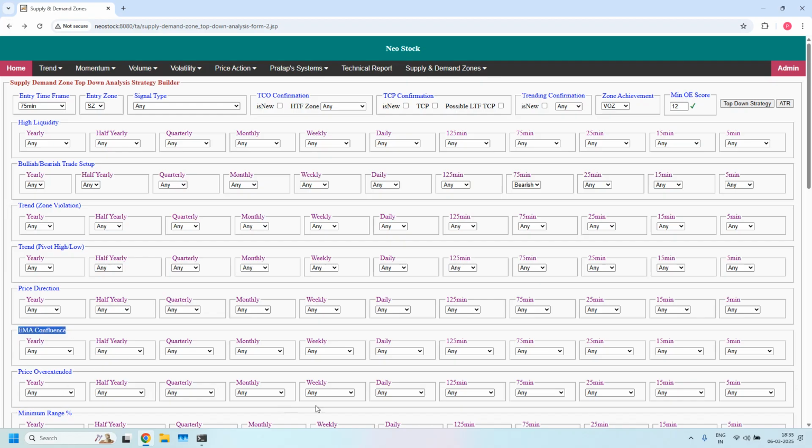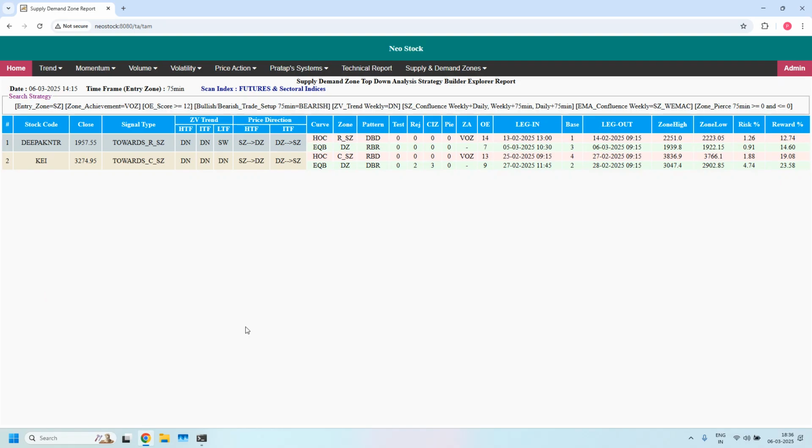In the EMA confluence, at a weekly time frame, I am setting the filter weekly supply zone having weekly EMA confluence. And trend on the weekly should not be sideways. It should be downtrend because it is a bearish trade setup. So we got 2 stocks. So these 2 have even higher probability to get the success. These are 2 75 minute supply zones. So this is about bearish trade setup for weekly income trade.